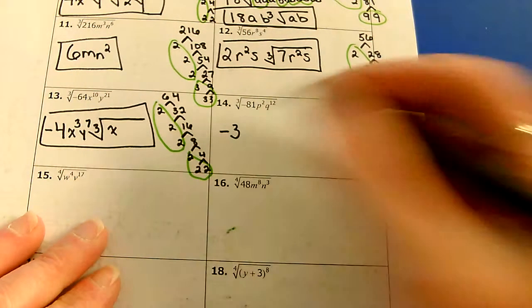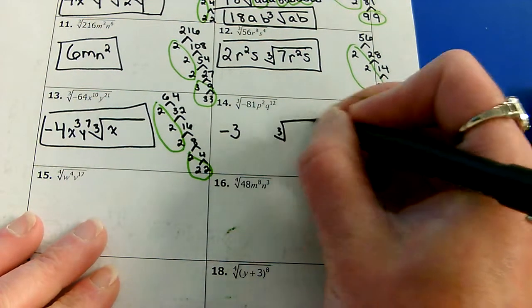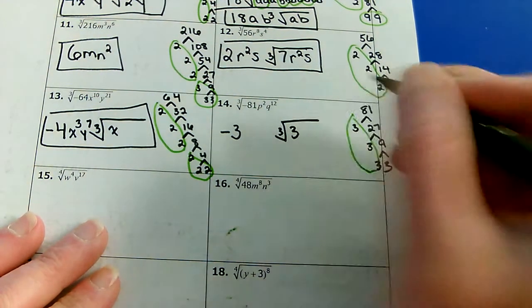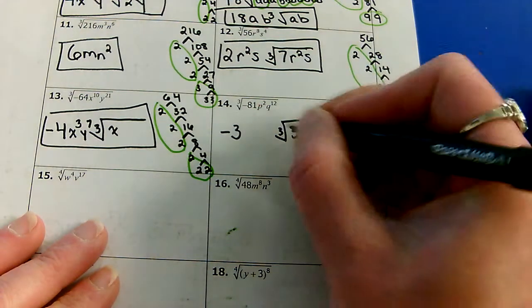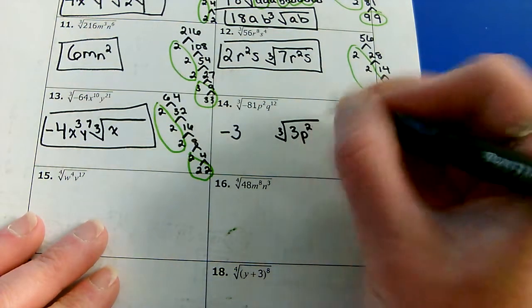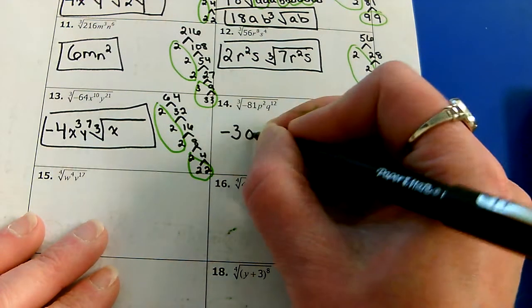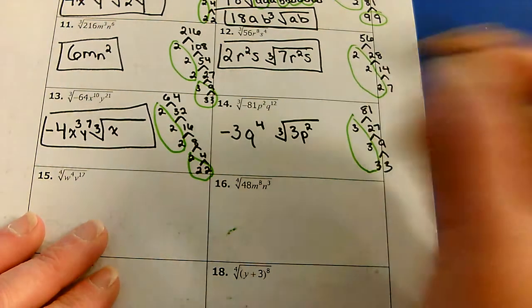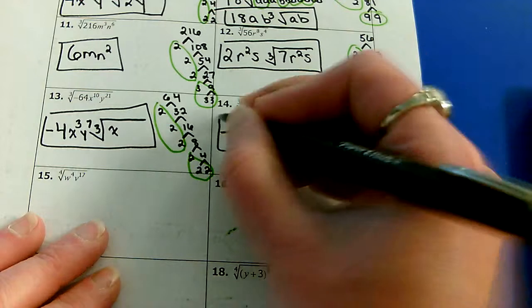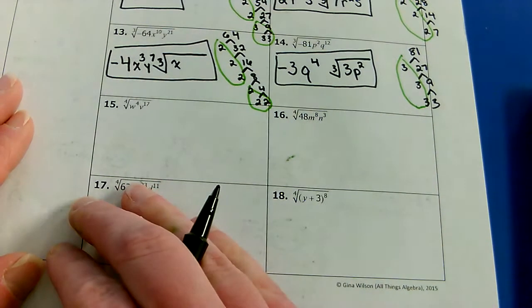Set of 3. Three left in. p squared, that's just a pair. I need a 3 of a kind, so he stays in. q to the 12th. Ooh, 12 divided by 3 would be 4 evenly, so I have q to the 4th coming out.